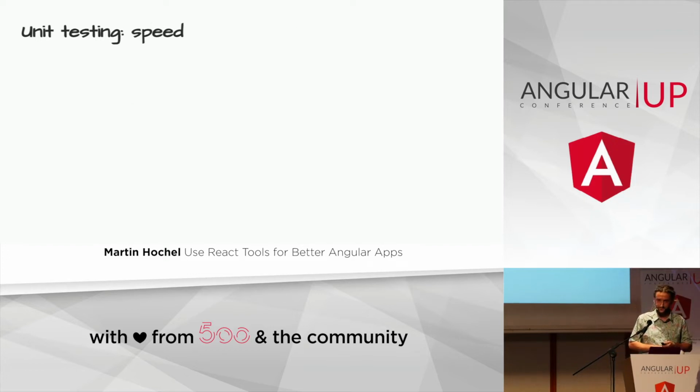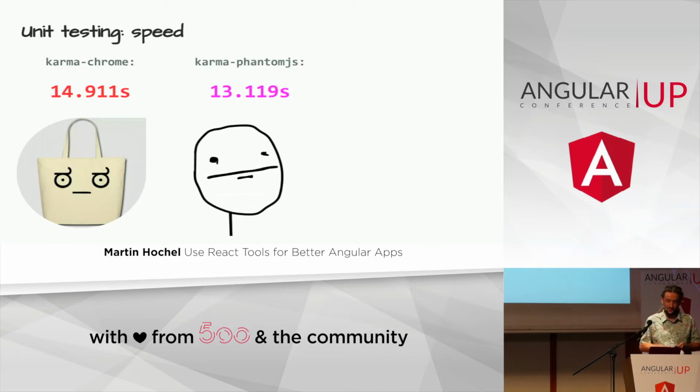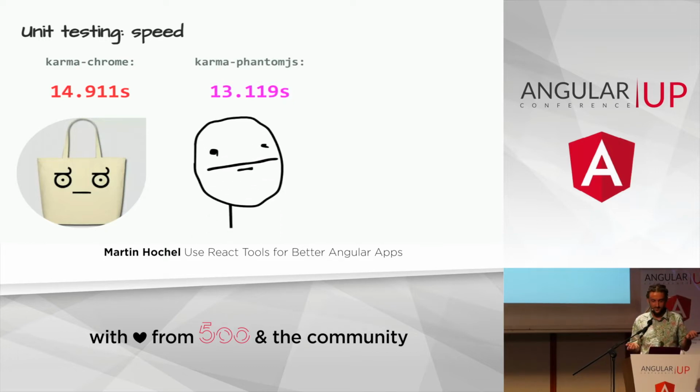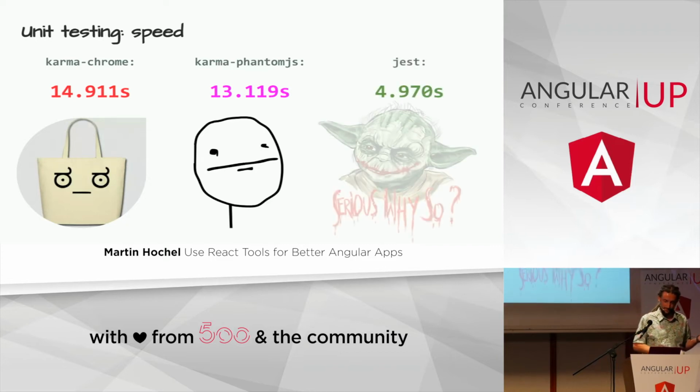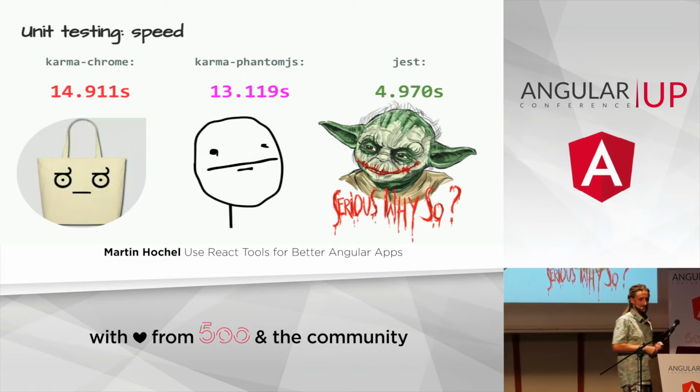Talking about speed. Let's say we have some 20 tests, and we execute them with Karma and Jasmine against Chrome. 15 seconds. Is that slow? Is that fast? I don't know. We can do still better, right? We can use a headless browser. Let's say we use Phantom. Almost 2 seconds less. Great, right? So what about Jest? Whoopee! 3 times faster.